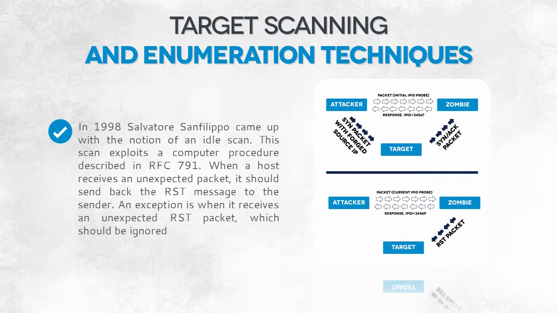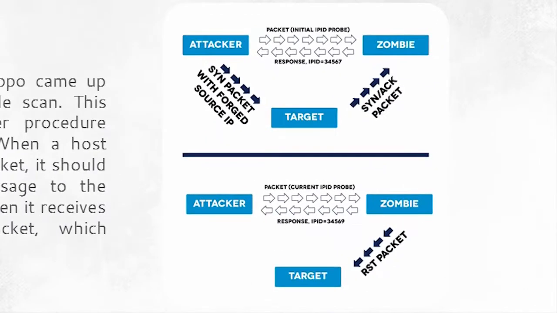We can take advantage of this fact and use any computer that is connected to the World Wide Web, even if we don't have physical access to it, to scan another computer. This is the idea behind the idle scan. Please look at the diagram in the slide. It shows the mechanism of the attack.